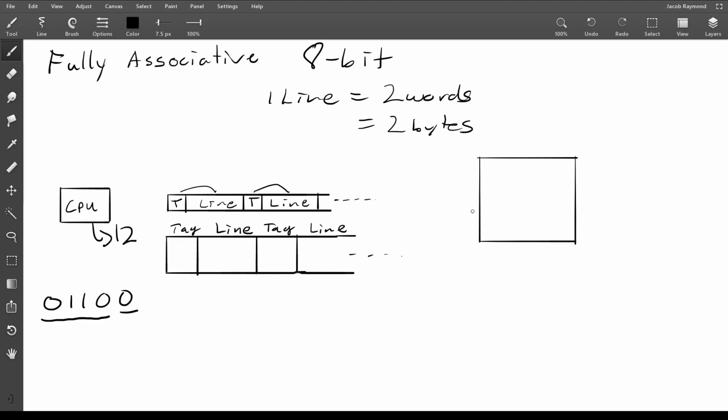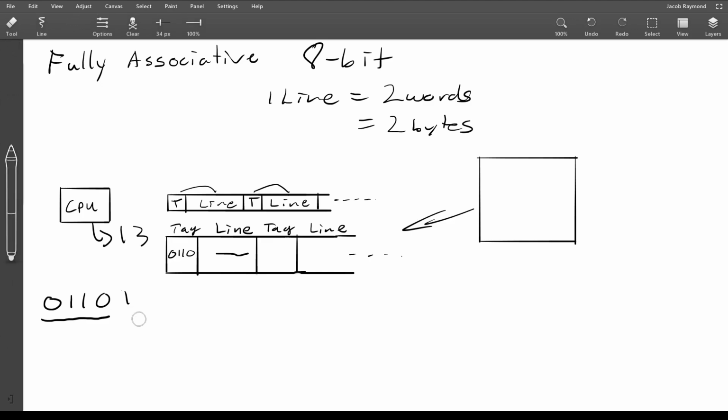It's not there, so we'd get it from the main memory. It would write back to the cache first. And so here we'd say, okay, well, the tag is 0110, and then the data is whatever it is. Then if we access location 13, well, now this would be a hit, right?